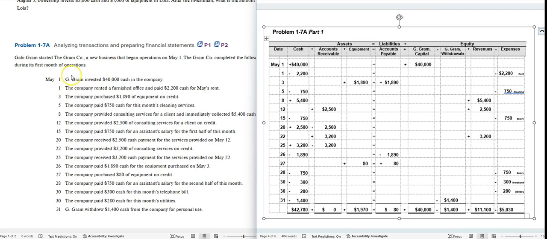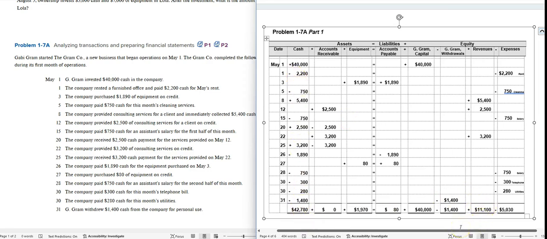All right, what we have done is we have gone through the month of May, and we have analyzed to determine everything that affected the company financially. In the next chapter, we're going to learn how we enter this in the accounting system. For now, we are just visualizing the impact.